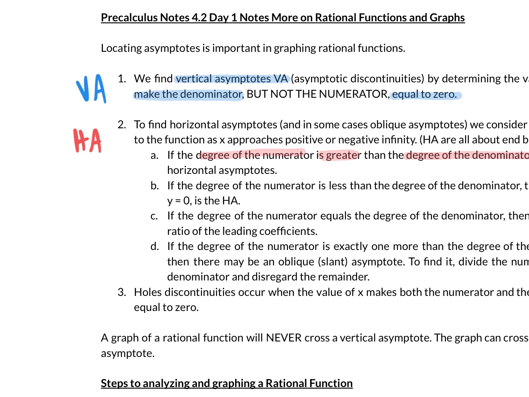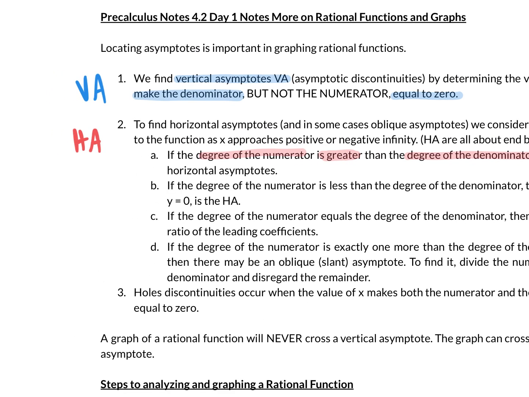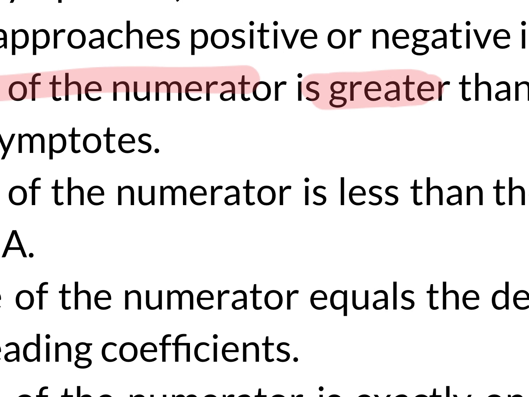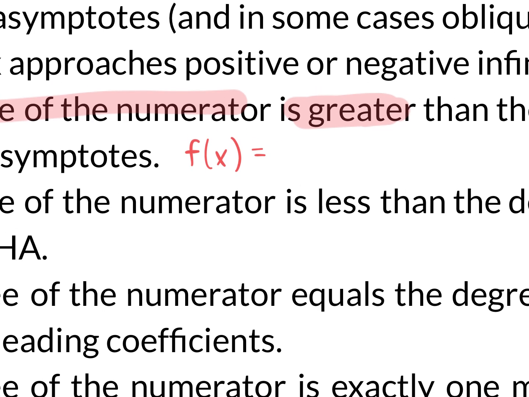Okay, so if I gave an example, I'm going to zoom in here and put an example down. So if I had a function, the numerator has to be greater. So like if I had, we'll just keep it simple, x to the 5th over x to the 3rd. Okay, the degree of the numerator is 5. The degree of the denominator is 3. You're looking at the highest exponent there. So if this is the case, this would mean there is no horizontal asymptote.